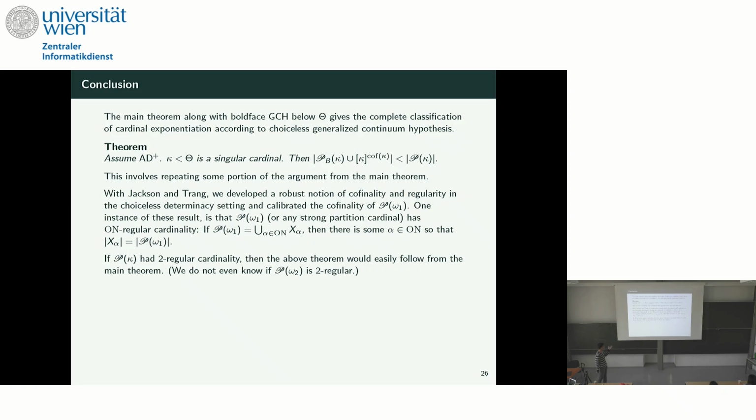Unfortunately, we don't even know, for instance, whether the power set of omega 2, right? So this is actually really a property of a strong partition cardinal. But if you have even a weak partition cardinal, we don't even know if it's regular. But if power set of kappa was regular, it's easy to see that the theorem follows from the main theorem.